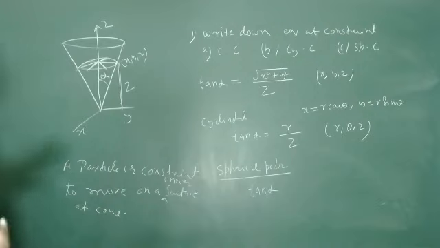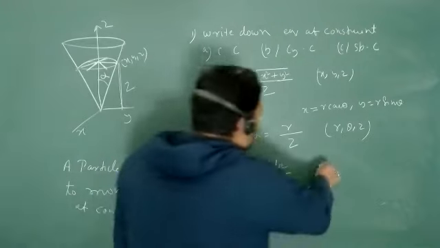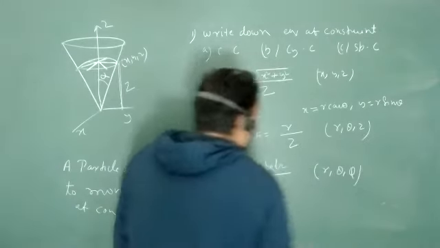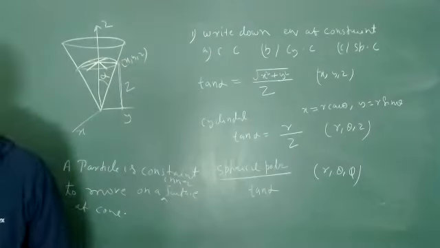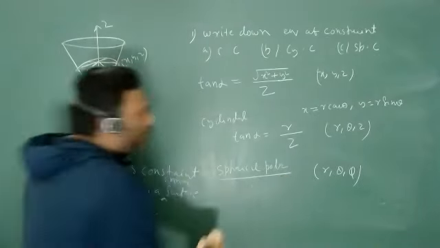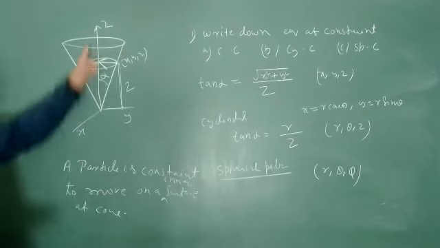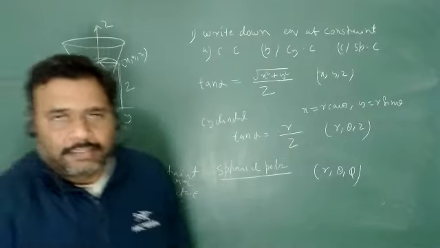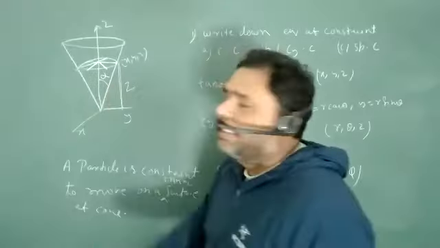What is a spherical polar coordinate? What are the variables in a spherical polar coordinate? r, theta, and phi. By the way, what is theta? Theta is the angle made by the z-axis, isn't it? Theta is the angle made by the z-axis. So how much angle is it making with the z-axis?